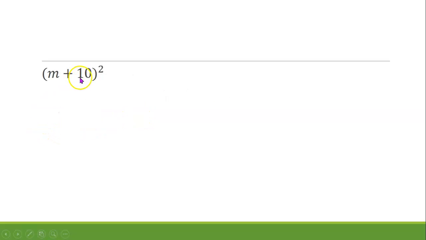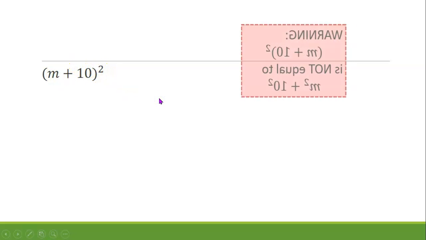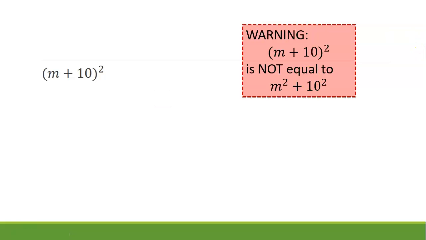And how about this one? m plus 10 squared. Now you might be tempted to distribute the squared and say it's m squared plus 10 squared, but that would be wrong. m plus 10 squared is not equal to m squared plus 10 squared. Exponents, that is powers, do not distribute over addition the way multiplication does. So you can't just square each thing, the m and the 10, separately.